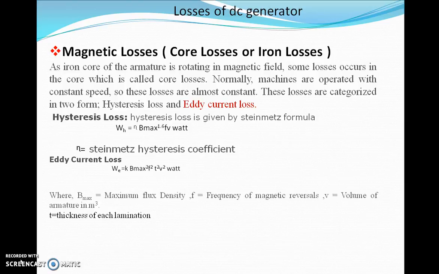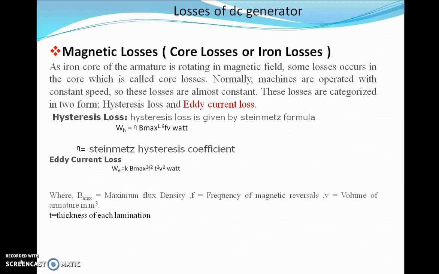If you consider the hysteresis loss, this loss is mainly due to the magnetic reversals. Every portion of the rotating core passes under north and south poles alternately, thereby attaining south and north pole polarities respectively. The core undergoes one complete cycle of magnetic reversal after passing under one pair of poles.